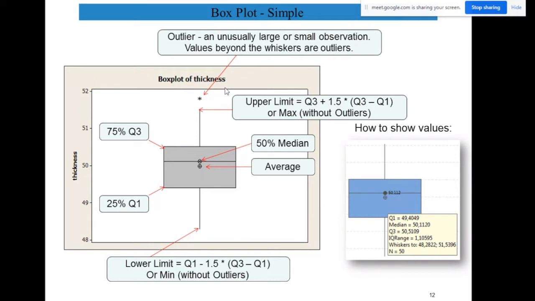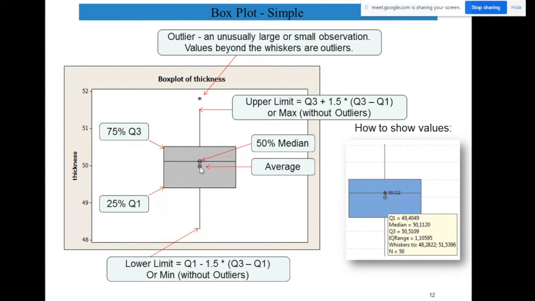So the box plot here is for the normal distribution. Here the box represents the middle 50% of the data, and this line indicates the median.